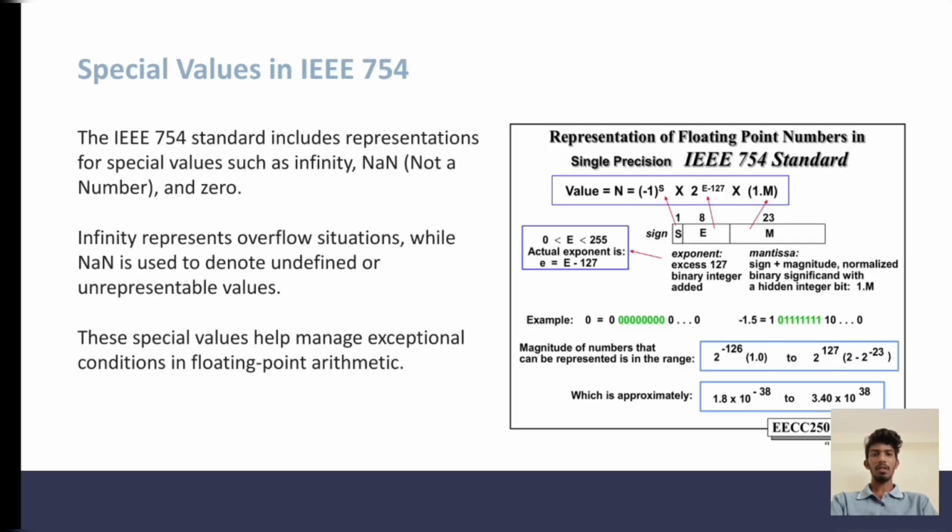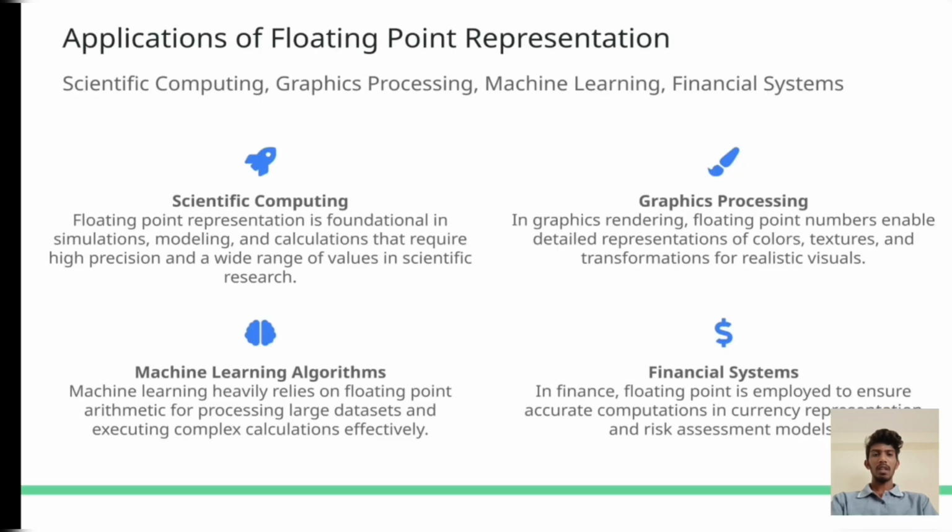Special values in IEEE 754. The IEEE 754 standard includes representation for special values such as infinity, NaN, not a number, and 0. Infinity represents overflow situations, while NaN, not a number, is used to denote undefined or unrepresentable values. These special values help manage exceptional conditions in floating point arithmetic.